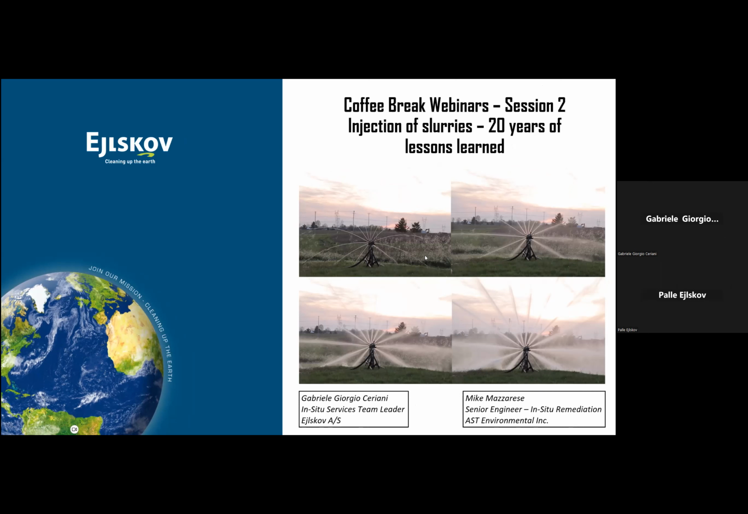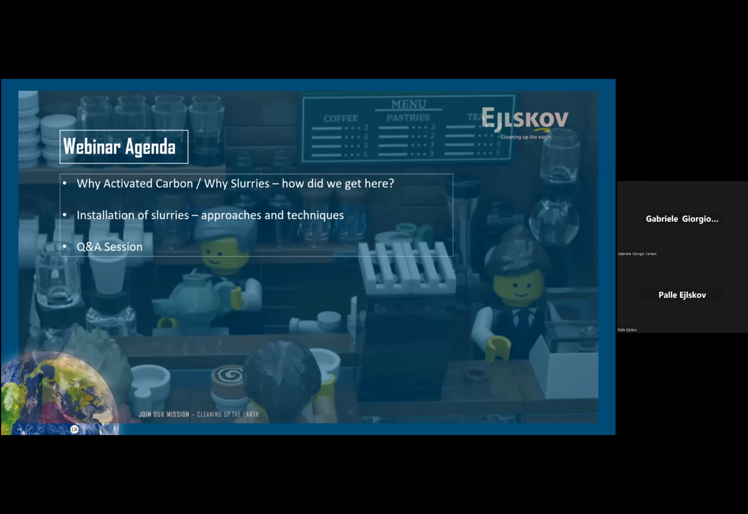Today, I'm joined by Mike Mazaris at AST Environmental, who will support me in sharing some of the experience we have at a global level. And that's what we will cover today. So we will give you an insight on why we selected activated carbon as one of our main products to support our remediation efforts, and why slurries, and how we select the correct approach and technique when it comes to the installation, and same as last time, leave time for a Q&A session.